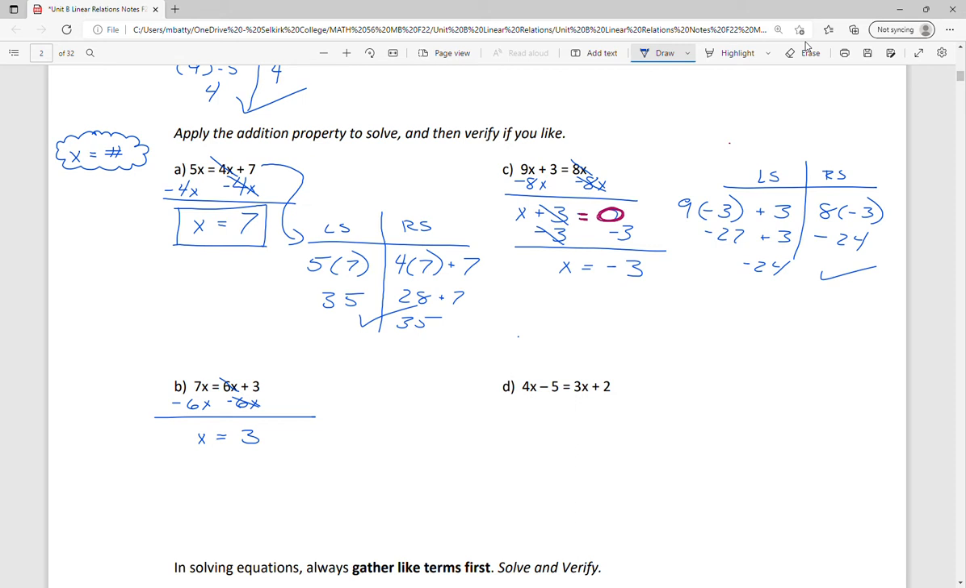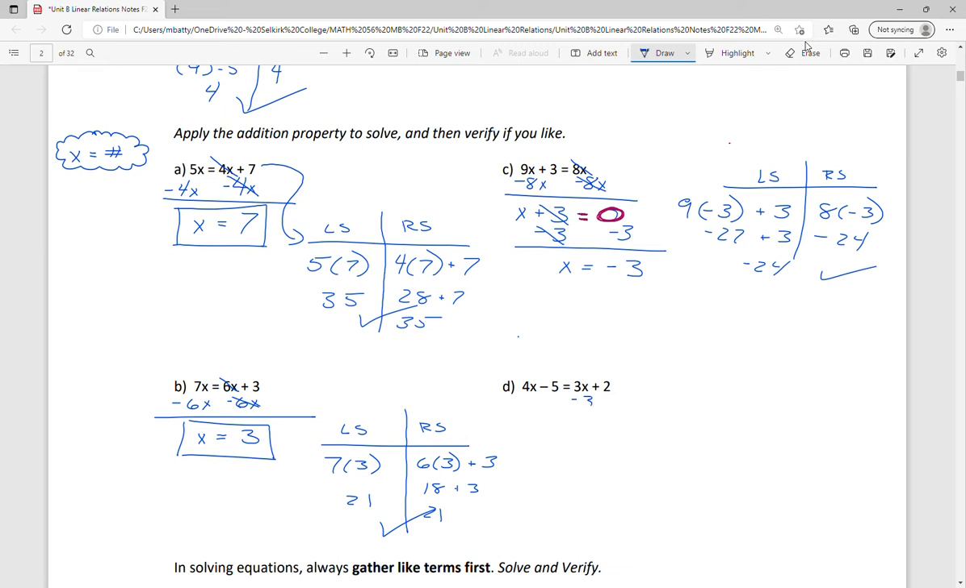If I were to check this one, I was looking at my notes and I was still checking. Boy, I was being a good sport. So 7 times 3 is 21, and 6 times 3 plus 3 is 18 plus 3, or 21. So that tells me that x equals 3 is the right answer. It's the solution to that equation.